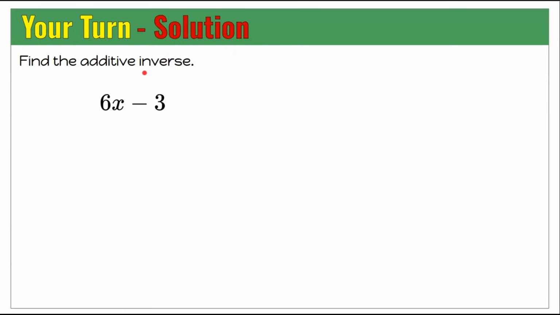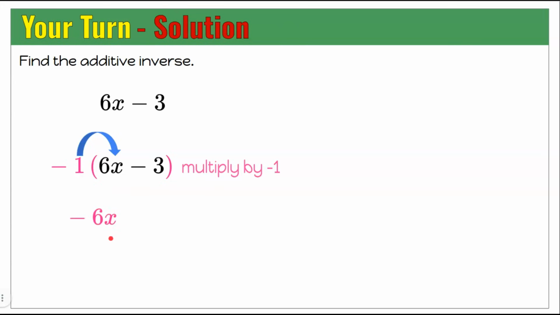Welcome back. Let's review our solution. So again, to find the additive inverse, I'm going to multiply this entire linear expression by negative 1. So I'm going to distribute the negative 1 to each term. Negative 1 multiplied by 6x gives me a product of negative 6x. Negative 1 multiplied by negative 3 gives me a product of positive 3. So my additive inverse of 6x subtract 3 is negative 6x add 3.